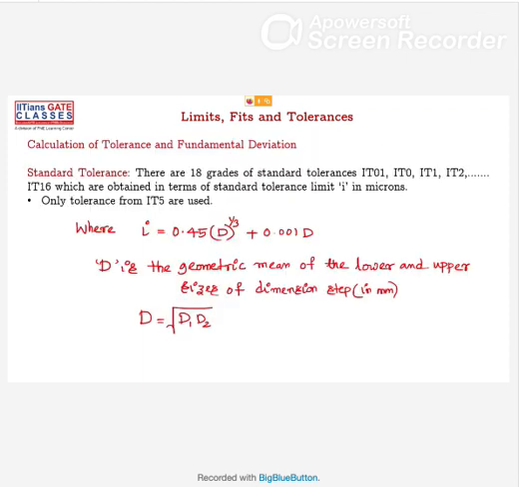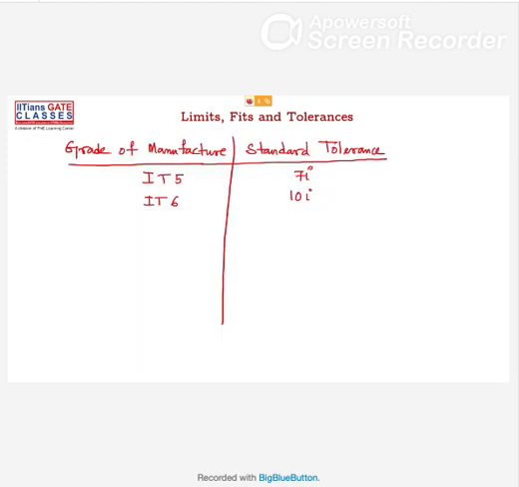What is i? i is this formula, and D is this formula. IT7 is 16i. IT8 is 25i. IT9 is 40i. All these things are sometimes given in the examination. IT16 is 1000i. So don't worry, everything will be given.